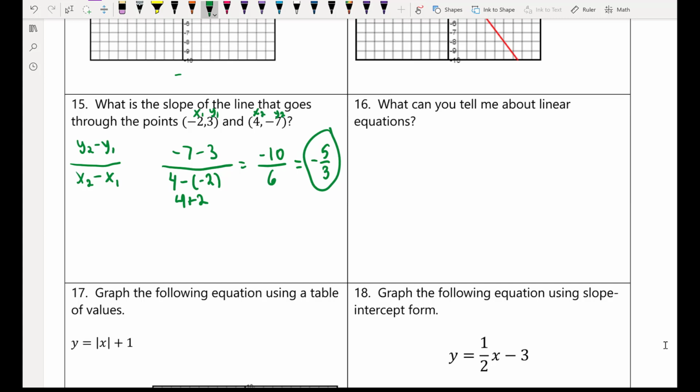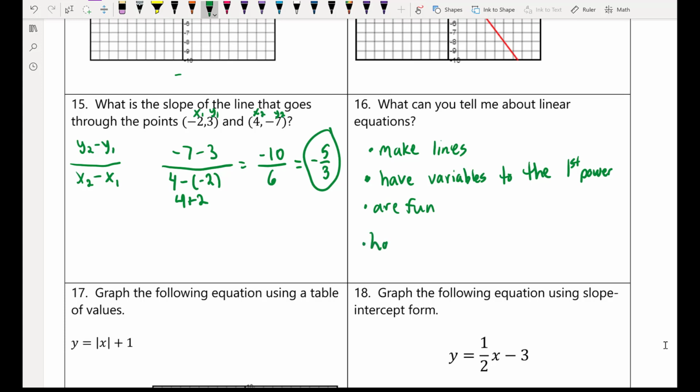So what can you tell me about linear equations? Hopefully you can tell me a lot, like linear equations make lines. That would be something. Linear equations have variables to the first power, as opposed to the second or third or fourth or fifth or whatever. Linear equations are fun. You know, these are just some options. Linear equations have slope. I don't know, that's kind of the things that I'm thinking of. I'm sure you can think of other things as well.